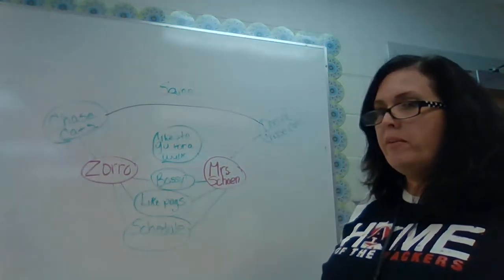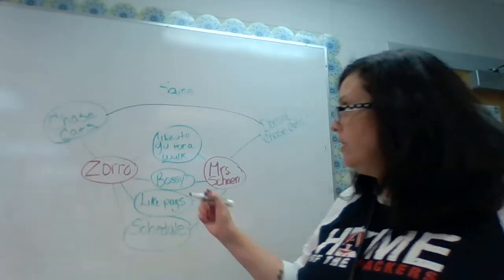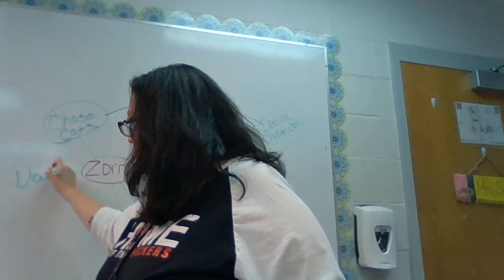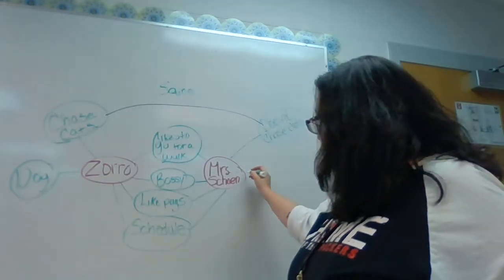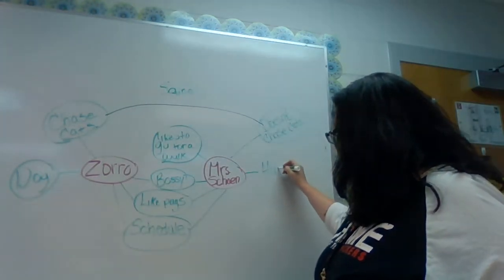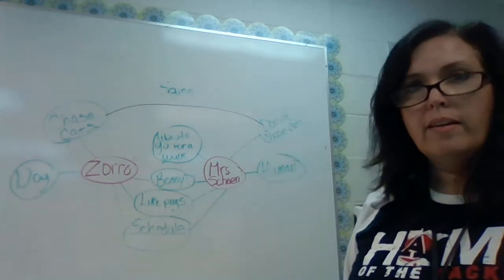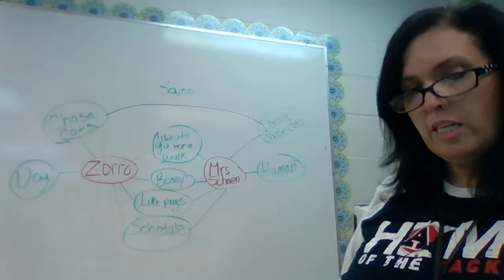All right, so let's think about another way I'm different than Zorro. Okay, well, here's an obvious one. Zorro is a dog, and I am a human. That's another way that we're different because he is a doggy in the book.